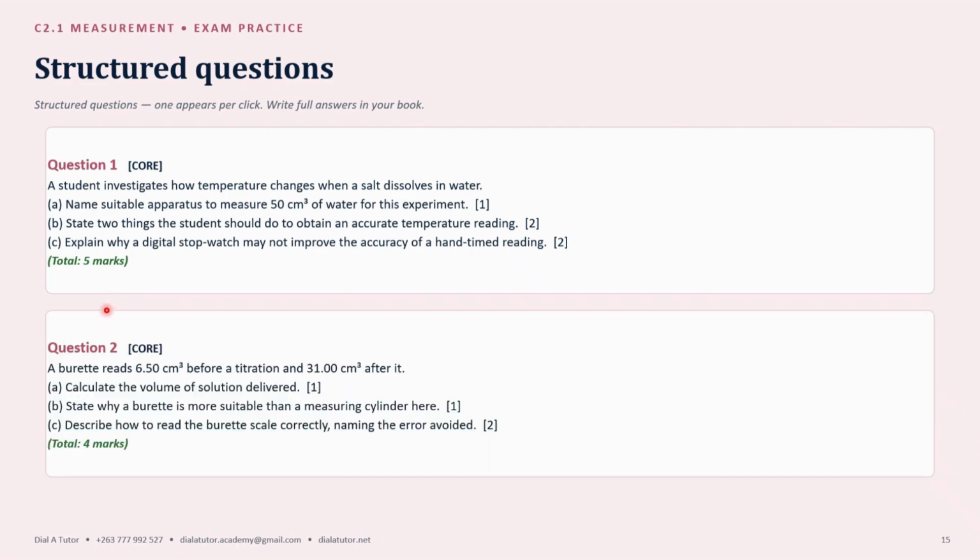Number 2. A burette reads 6.5 cubic centimeters before a titration and 31 cubic centimeters after it. A. Calculate the volume of solution delivered. B. State why a burette is more suitable than a measuring cylinder here. C. Describe how to read the burette scale correctly, naming the error avoided.